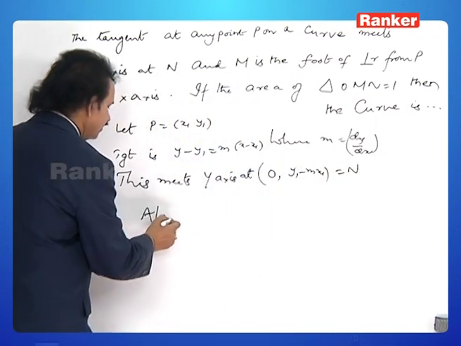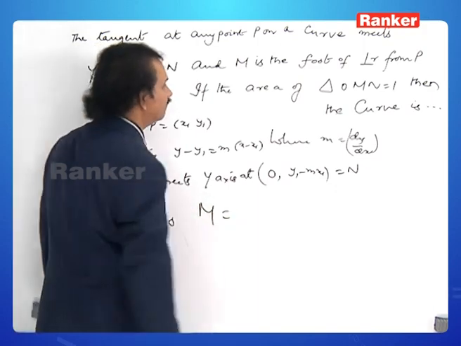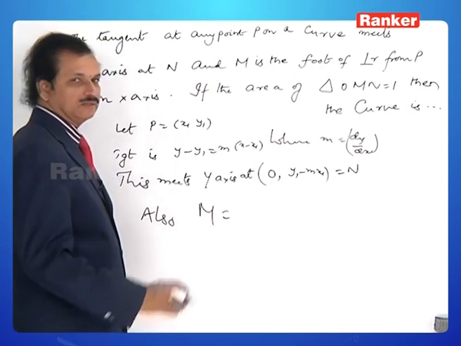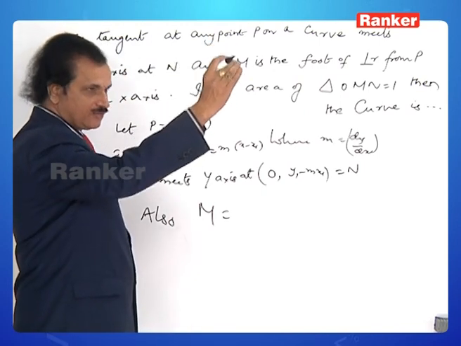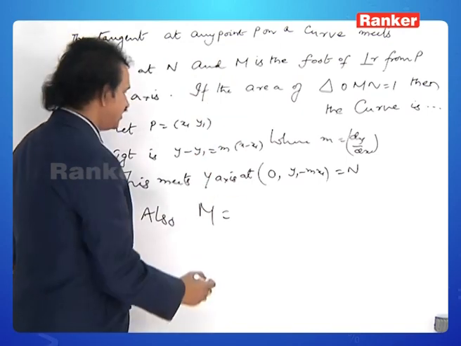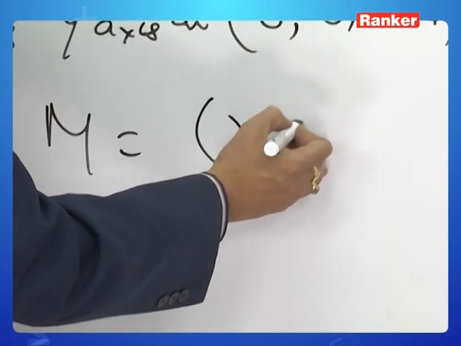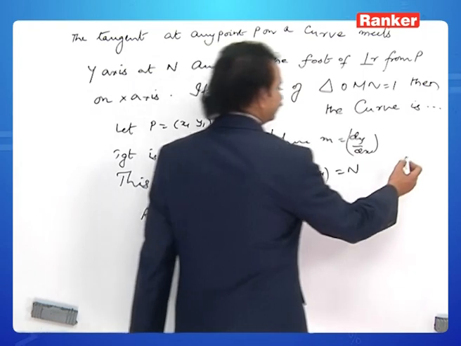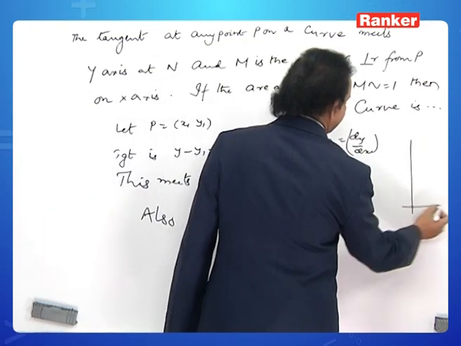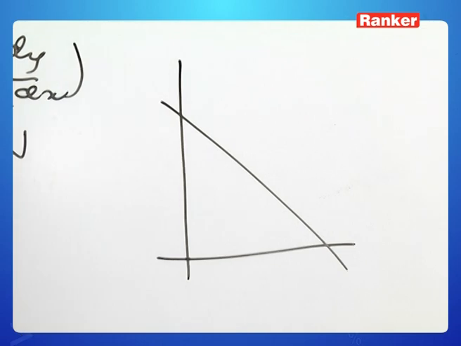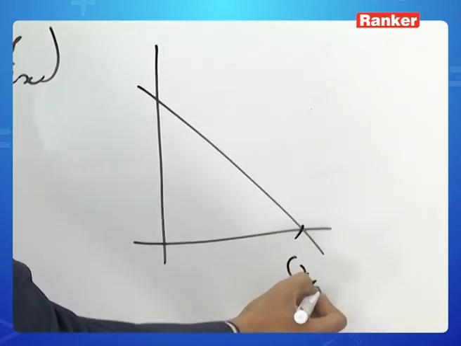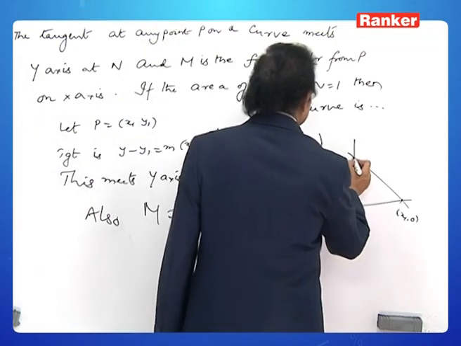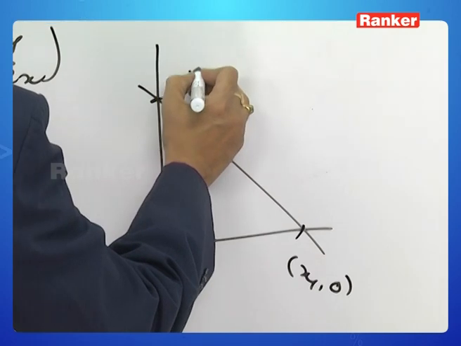Also, what is M? Foot of the perpendicular from P. What is P? (x1, y1). From (x1, y1) you draw the foot of the perpendicular onto the x-axis. Then M is automatically (x1, 0). Now try to understand the triangle. This is (x1, 0), and this is (0, y1 minus m x1).